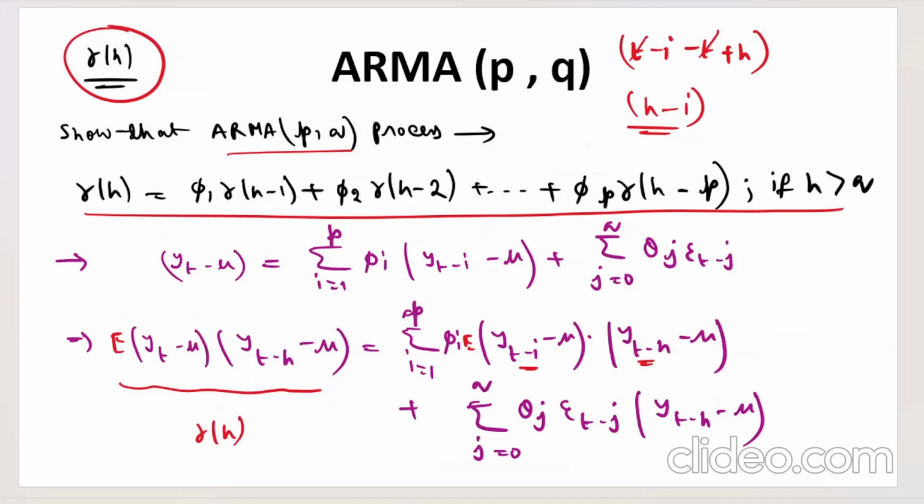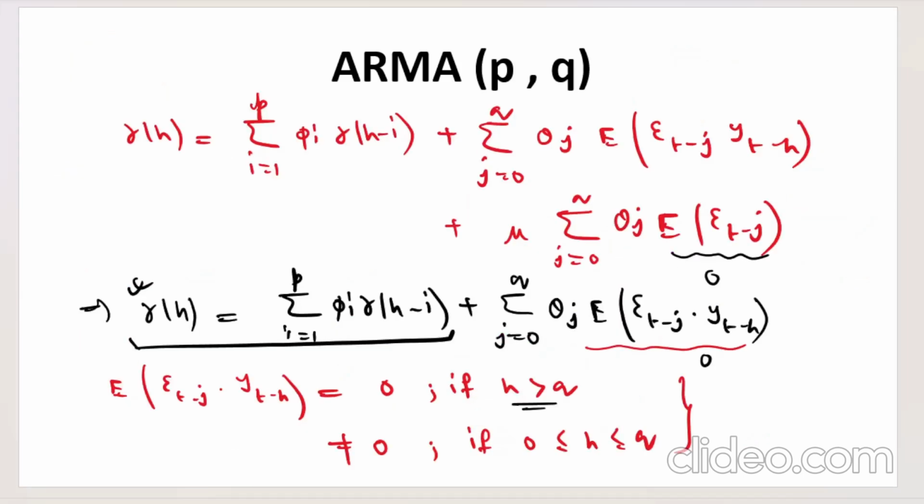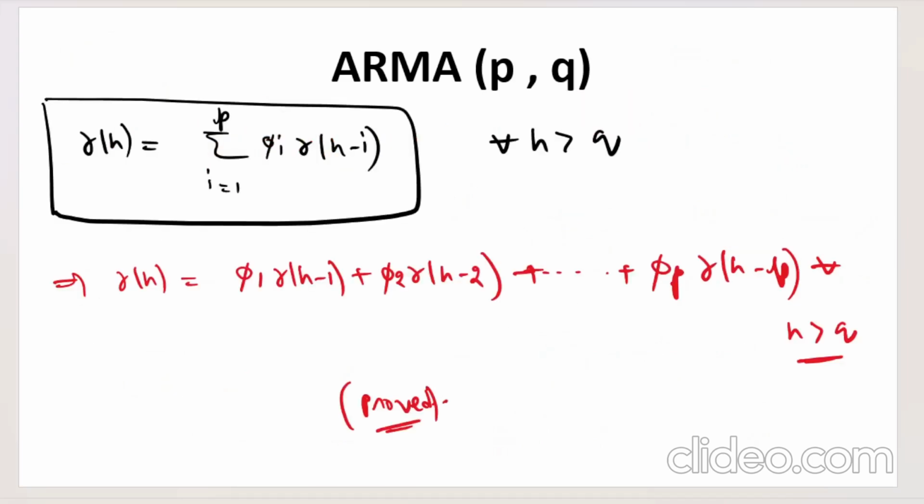But for a specific range, h greater than q, we have seen that the auto-covariance function has this specific form. You can try to find out the expression for the other range, which will be very complicated in nature. For your convenience, you can try your hand at this, but if you know these processes, that will be enough for you as of now.